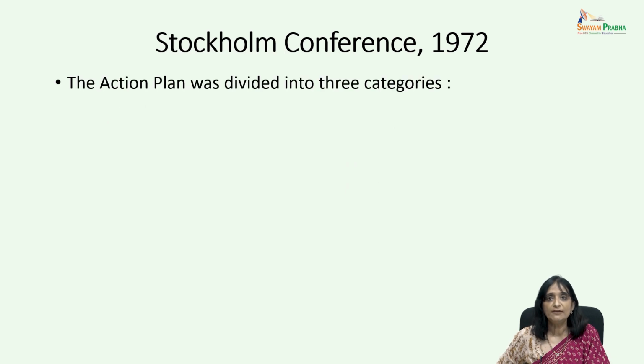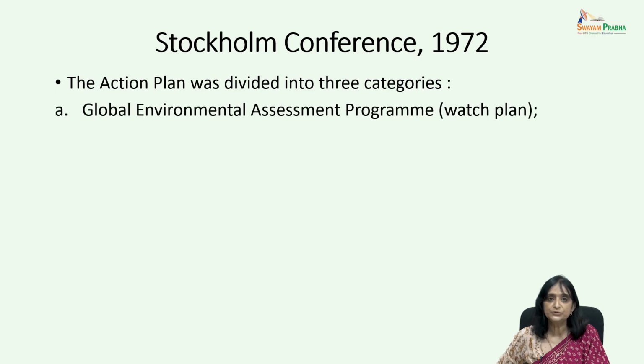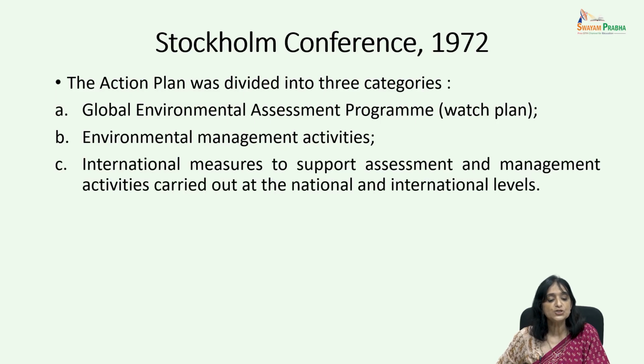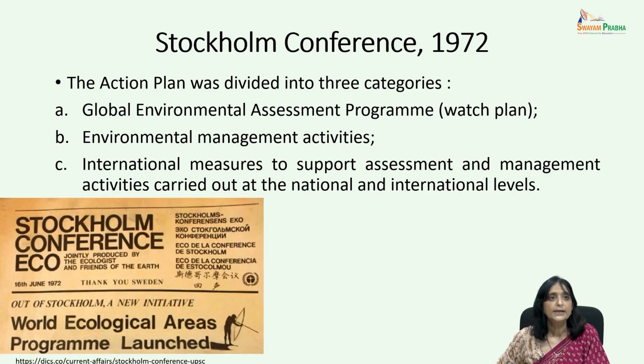Now, the action plan which was approved in the Stockholm Conference was divided into three categories. One was the Global Environmental Assessment Program, which was a watch plan. Then environmental management activities, and then international measures to support assessment and management activities to be carried out at both the national and the international level. This is one newspaper cutting which I am showing you, from the time of this conference in 1972.